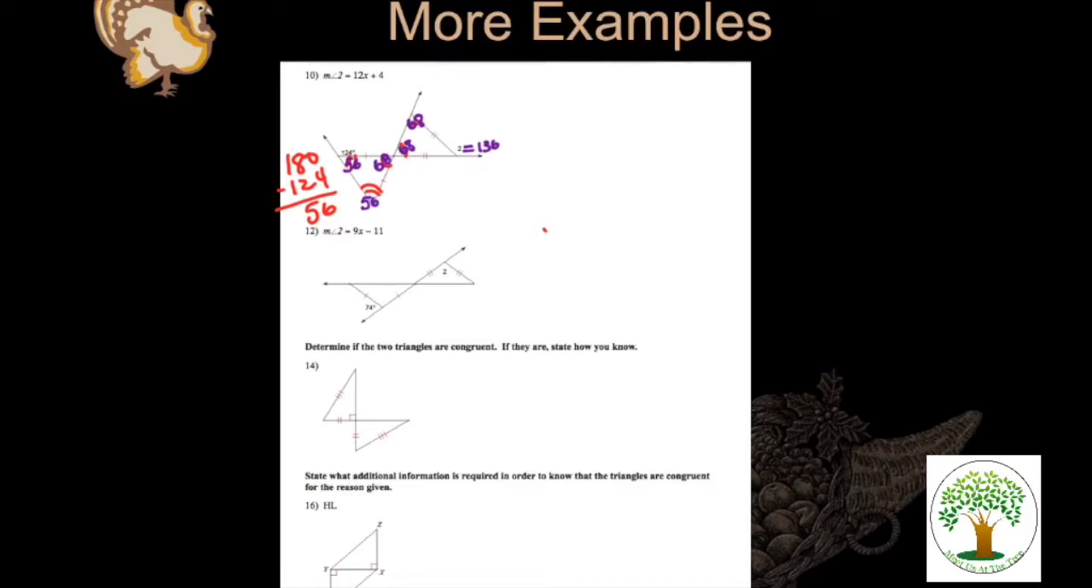That means I'm going to set this equal to 136. So I have 12x plus 4 equals 136. I'm going to subtract 4. So I'll get 12x equals 132. Divide by 12. X equals 11.